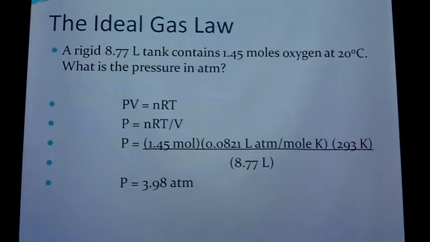Let's start plugging in. The number of moles is 1.45 moles. We're going to multiply that by the universal gas constant. We're using 0.0821 because the pressure was asked of us in atmospheres. So remember, if the pressure is asked of us in atmospheres, we're going to use 0.0821 liter atmospheres per mole per Kelvin. The temperature is 293 degrees Kelvin, and the volume is 8.77 liters. And when we do that calculation, we get 3.98 atmospheres.